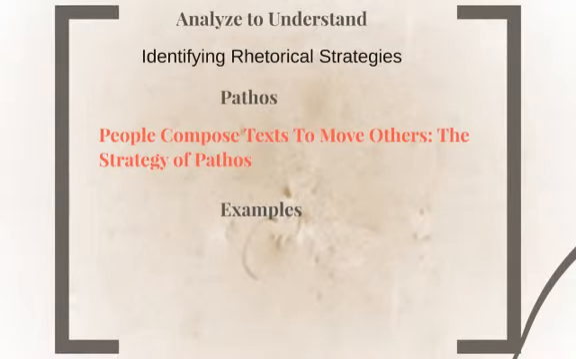The second rhetorical strategy that we need to consider is pathos. People compose text to move others, and that is the strategy of pathos. And we've talked before about how pathos can be an emotional strategy. It can be something that makes someone laugh, something that makes someone cry or sing. And that is what good composers are doing to create that emotional strategy. What composers do is they use the rhetorical strategy of pathos to get their audience to be moved to further convince them of their purpose.